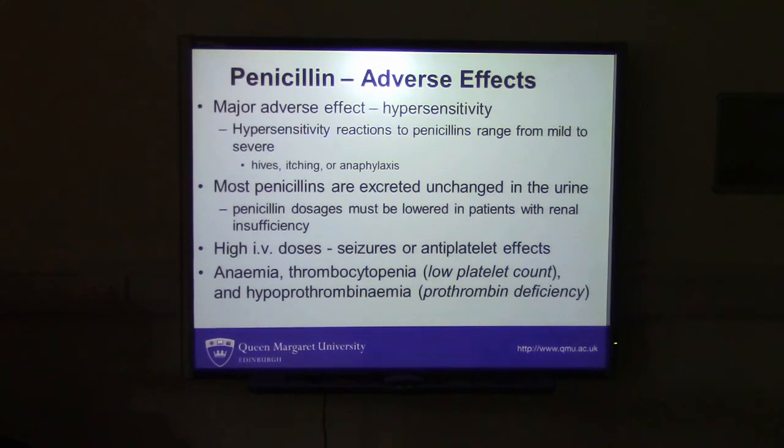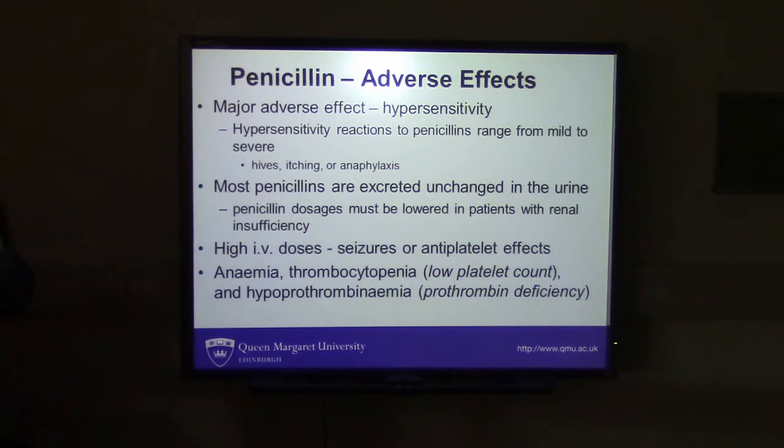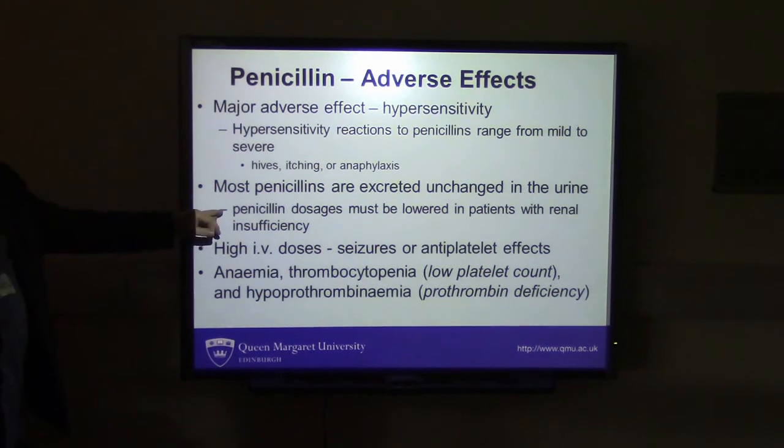Now, the other thing is the main route of excretion of penicillin is through the urine, and it's unchanged, so it pretty much passes through in its pure form. You've got to be very careful if you're giving a penicillin orally to a patient who has renal insufficiency, because if the kidneys aren't working properly and not clearing the drug out effectively, then there's potential for the drug to build up to toxic levels. So if you're giving it to a renal insufficient patient, you will have to lower the dose accordingly.